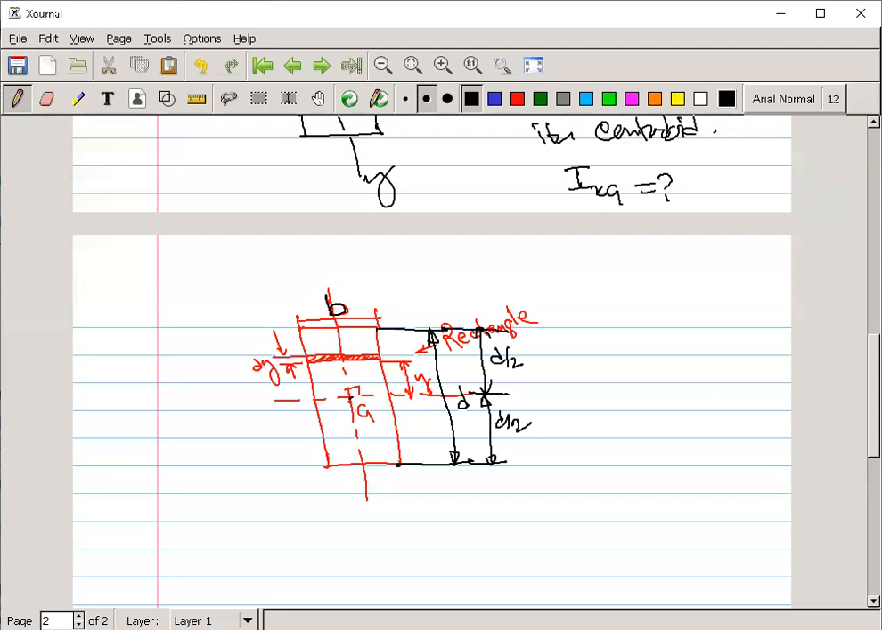Okay, so now what we have to do: we all know the second moment of area, or inertia, is nothing but I_xg, the integration of y square dA, right? Now the question is, for finding the moment of inertia, we have to put some specific value here, right? So how can we put the value?